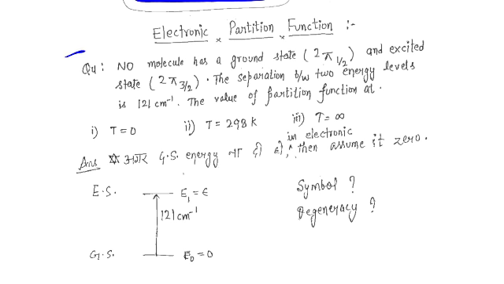So for both the ground state and the excited state, the degeneracy is 2. Alright, is this clear to you or not? We have to find out the partition function at 3 different temperatures.